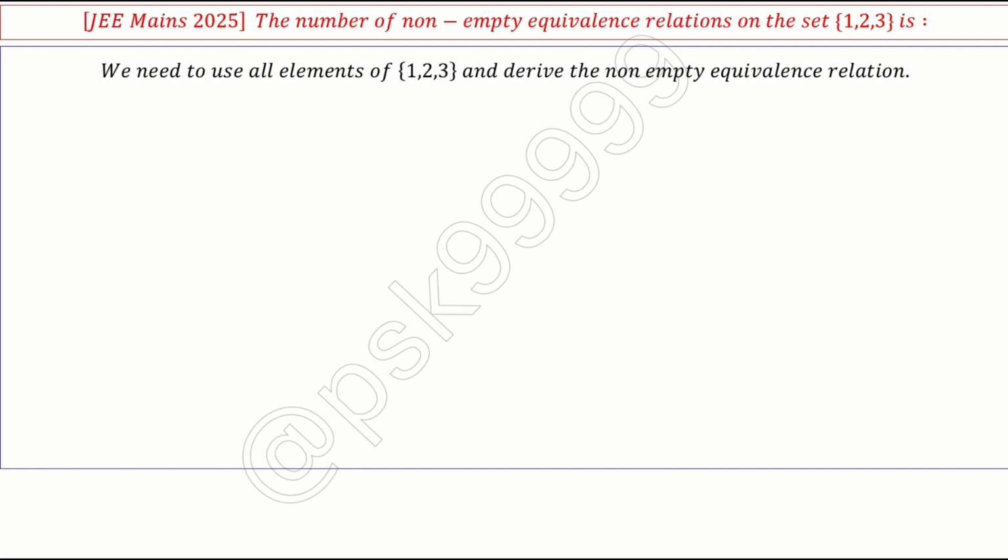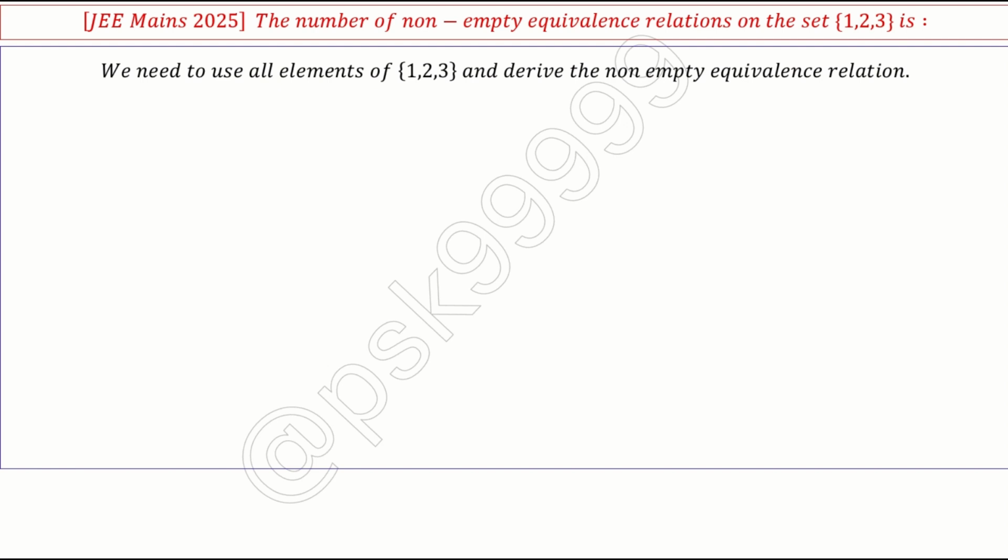The number of non-empty equivalence relations on the set 1, 2, 3. Okay, so it can be 1, 2, 3. It can be A, B, C. It can be A, B, C, D, E, F. It can be any number, right? So we'll take the example of 1, 2, 3. Okay, this has come in JEE Mains 2025. Okay, so first thing is, what is the non-equivalence?